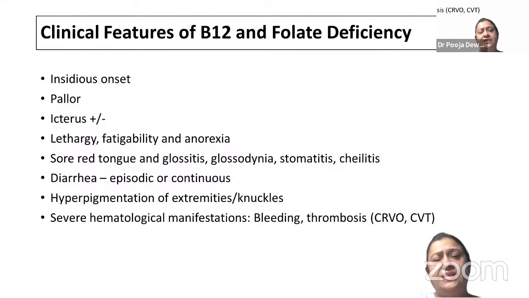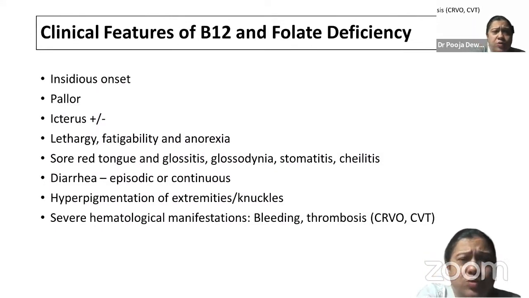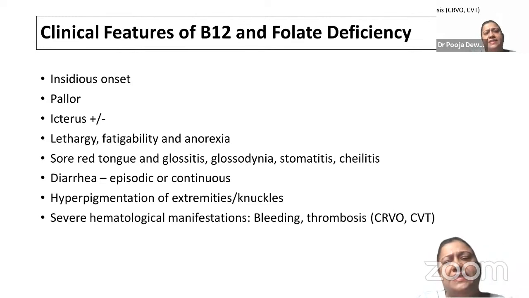Now, coming to the clinical features, when to suspect. So B12 and folic acid deficiency has an insidious onset in children. The patients will present with pallor. There could be some amount of icterus, which appears due to ineffective erythropoiesis and some amount of hemolysis that occurs in association. The patients would be lethargic. They could have fatigability and anorexia, glossitis, mouth changes, stomatitis, cheilitis, and sometimes even pain in the tongue because of soreness.